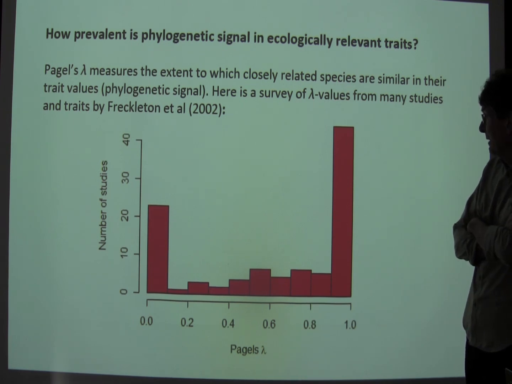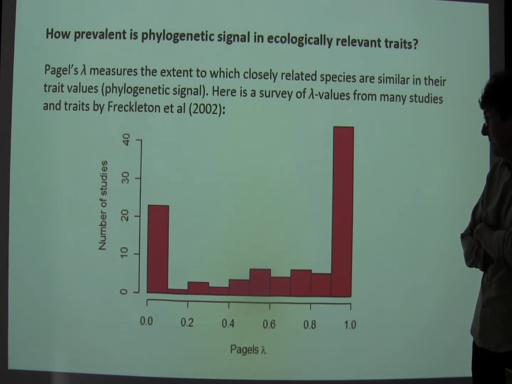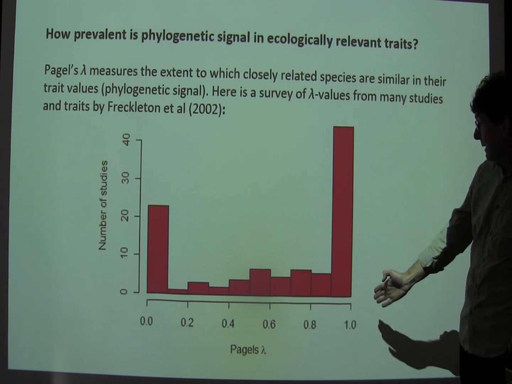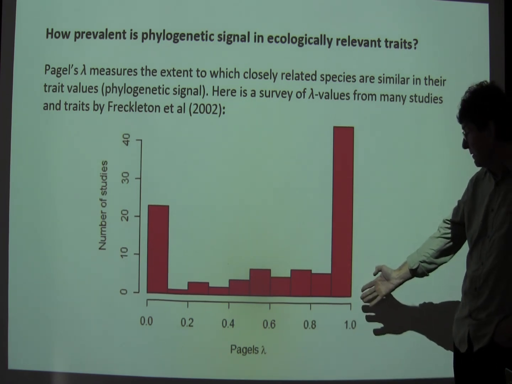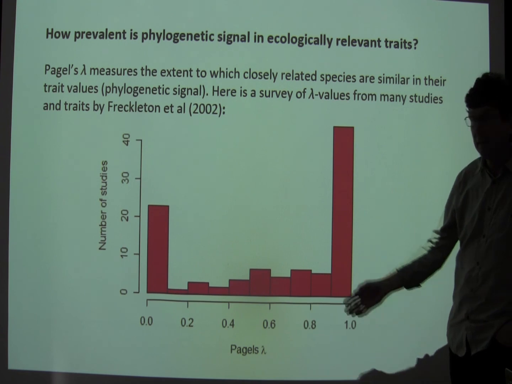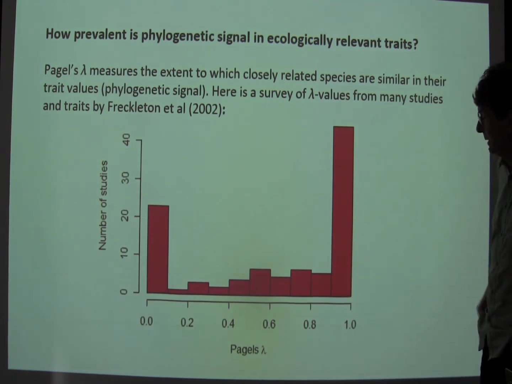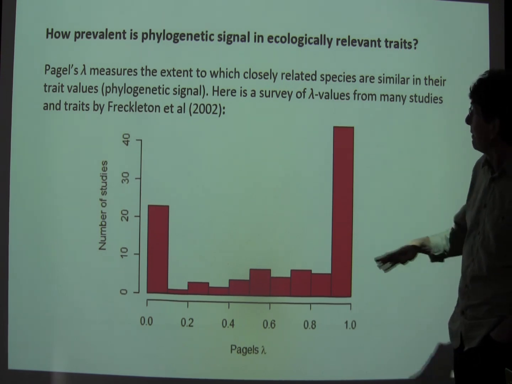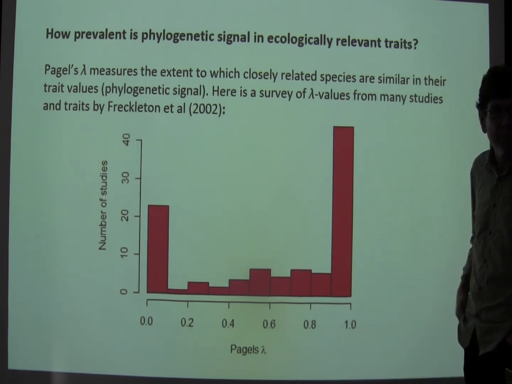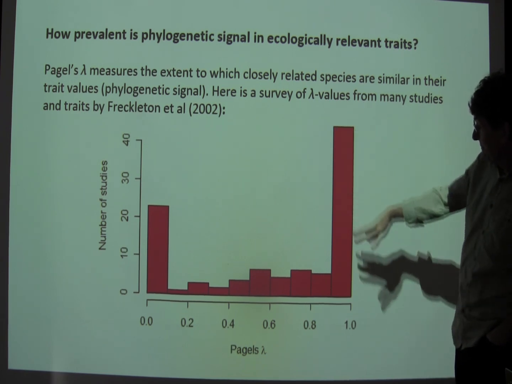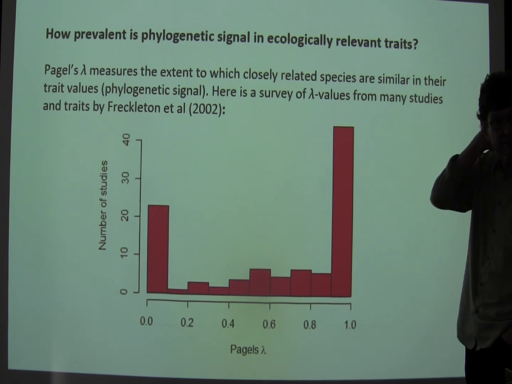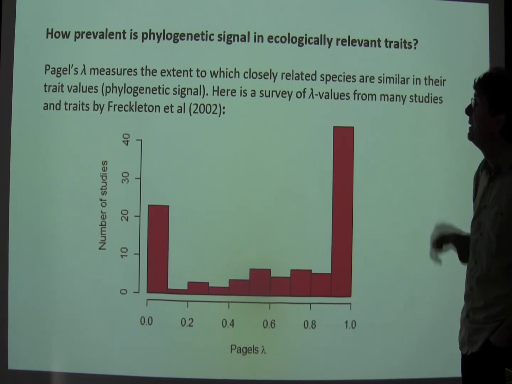And so in this survey of the literature, Freckleton et al. calculated phylogenetic signal for a whole pile of studies, and this is the result. Phylogenetic signal is high if Pagel's lambda is close to 1, and phylogenetic signal is low if Pagel's lambda is close to 0. And the upshot of this graph is that large values are very common. Modal value is between 0.9 and 1. So phylogenetic signal is extremely common.